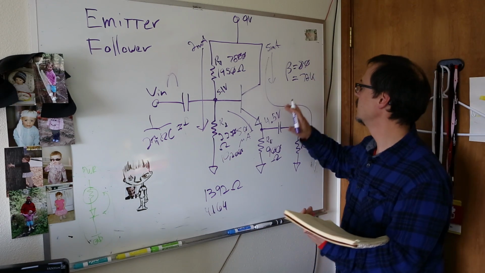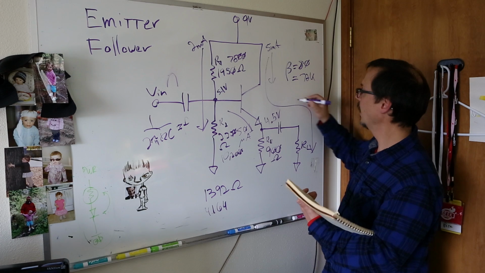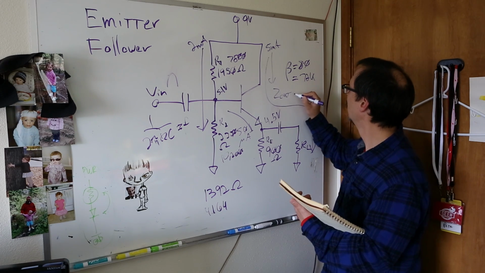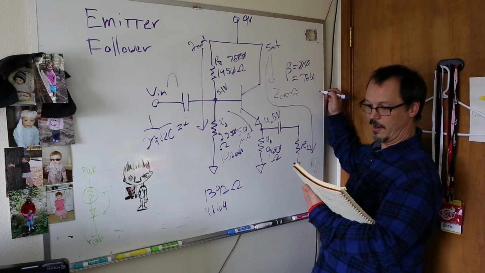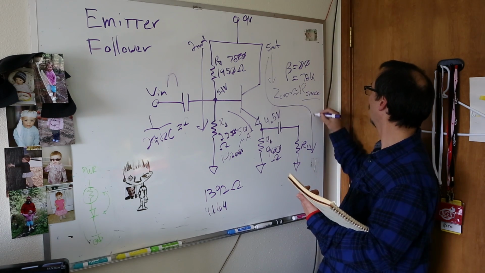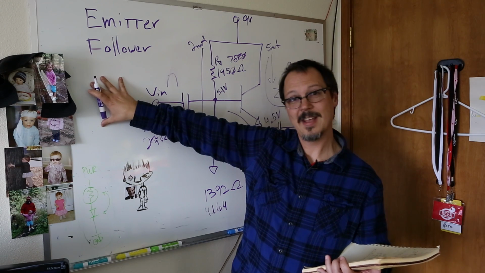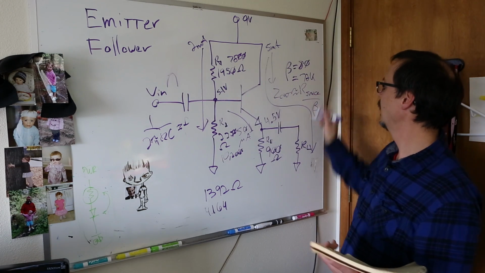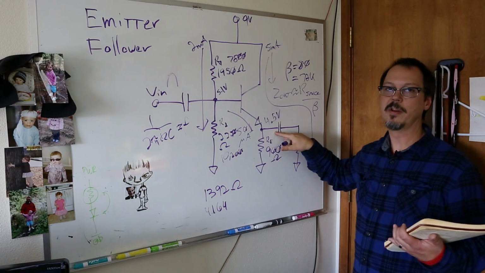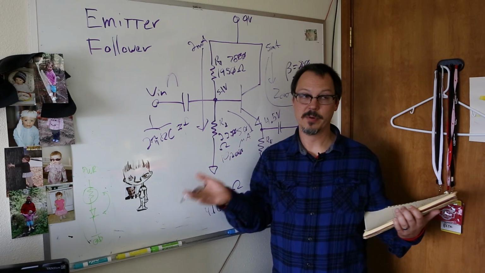My output impedance is approximated, boy, this is getting really nasty, isn't it? Z out is about R source over beta, okay? So whatever the output impedance of the source is, divide that by beta, and that's what you can assume out of here. Why would you use this circuit over an op amp or something else?